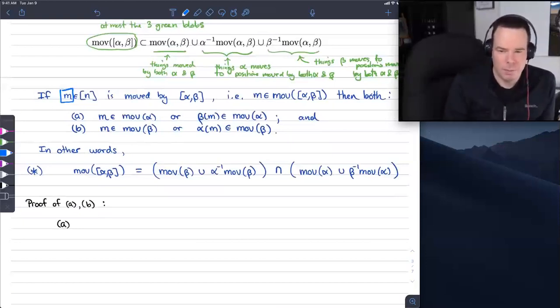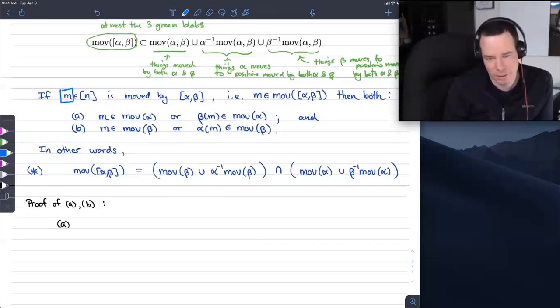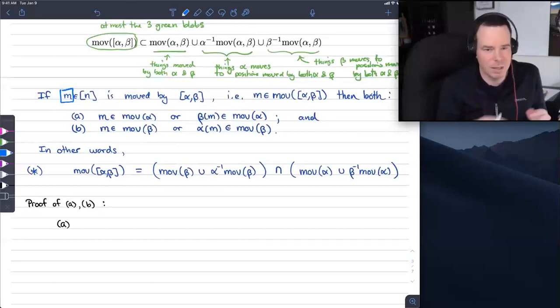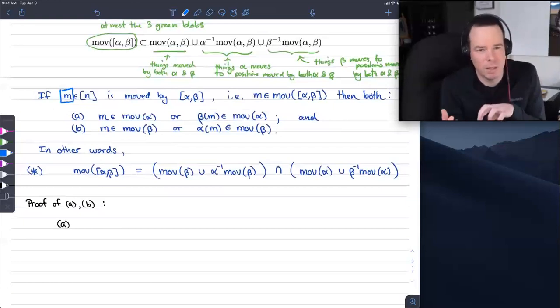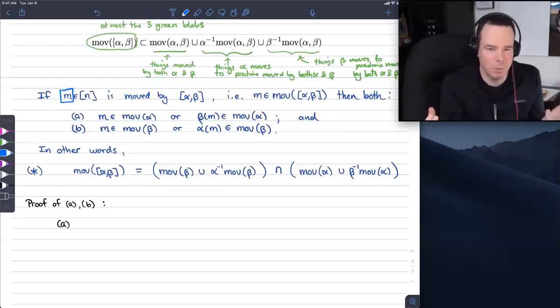What about part B? Part B says, well, this is an "and", so you would have also had to have been in a place that beta moved, or in a place where alpha moved you to a place that beta moved. So somehow you had to get mixed up in both an alpha move and a beta move in order to be moved in the end.